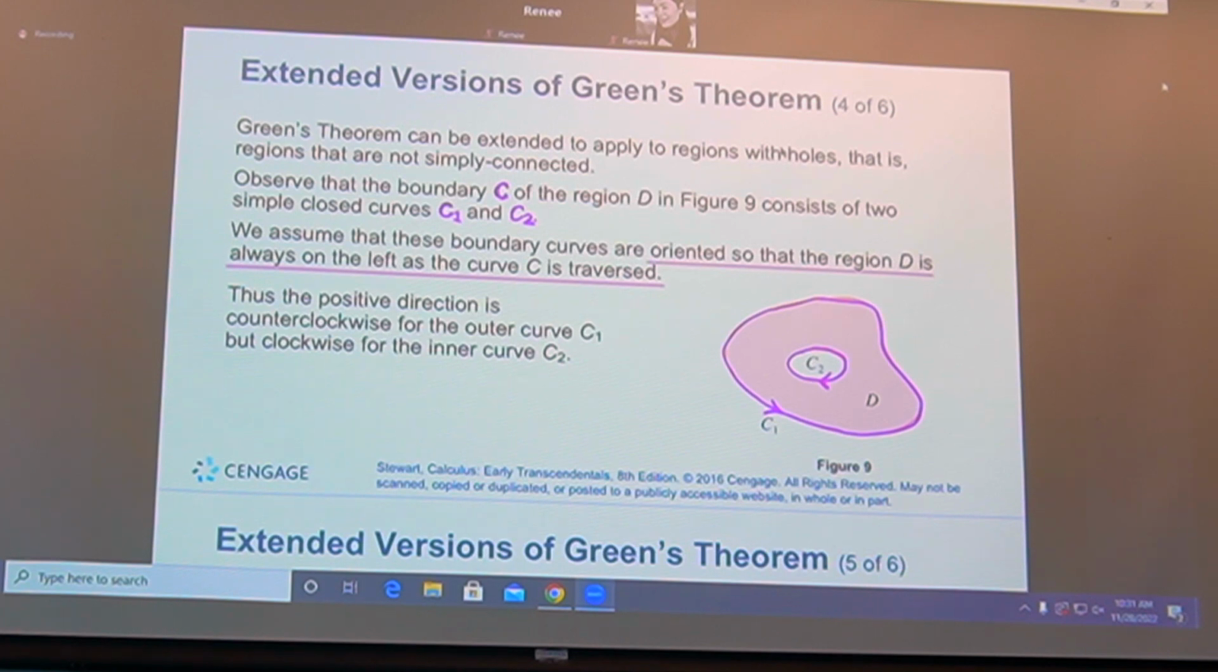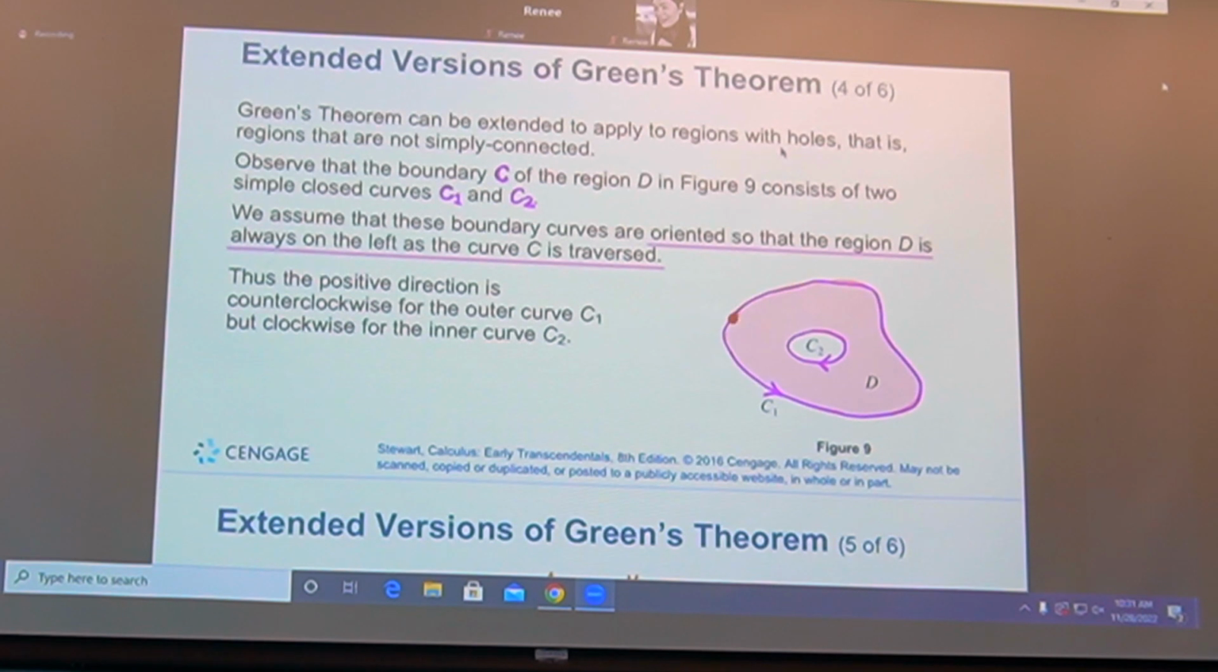Okay, very good. For the C1 here, the outside, that will be counterclockwise. But then C2 inside, this is also the boundary of D, but we make it clockwise. Why? Because if you walk along this path, think about it like a garden, the region has to be on the left side. So clockwise for the inside, counterclockwise for the outside. Then the two curves are positively oriented, right?